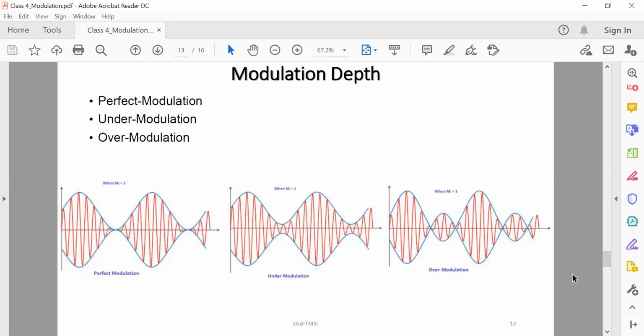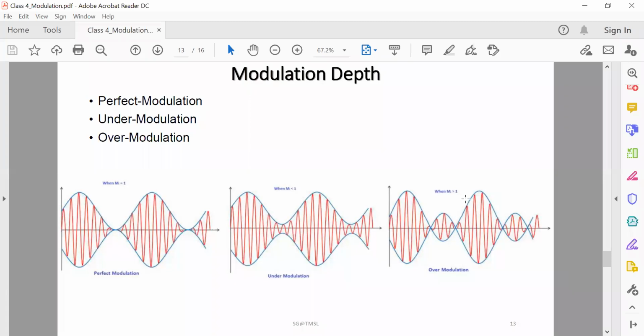According to the modulation depth, or modulation index concept, we can categorize modulation as perfect modulation, under modulation, or over modulation. You can see in this picture there are three types of modulation depth. This is the perfect modulation where the modulation index is equal to 1. This is the under modulation where the modulation index is less than 1. And this is the over modulation where the modulation index is greater than 1. Okay, so there are three types of condition.